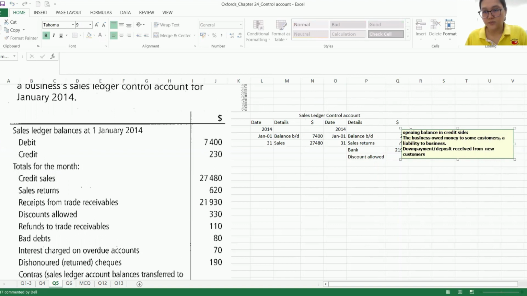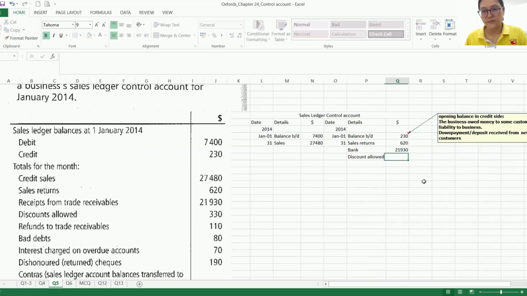So let's move this on a bit. Okay, so discount allowed is 330. Next is refund to trade receiver. We pay customer, means that customer receive money. Customer receive money is in the debit side. So we put debit side and the amount is 110.